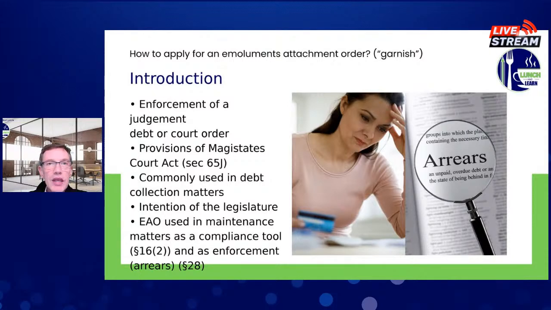Now, long before the amendments were made to the Maintenance Act, there was a provision in the Magistrates' Court Act allowing for deductions from the wages of a respondent, or a judgment debtor rather, to deduct money from his salary in order to enforce a judgment that was made by the court. So the provisions of the Magistrates' Court Act, contained in section 65J specifically, were there long before the Maintenance Act was actually drafted and put into place. So that is just the history of where it comes from.